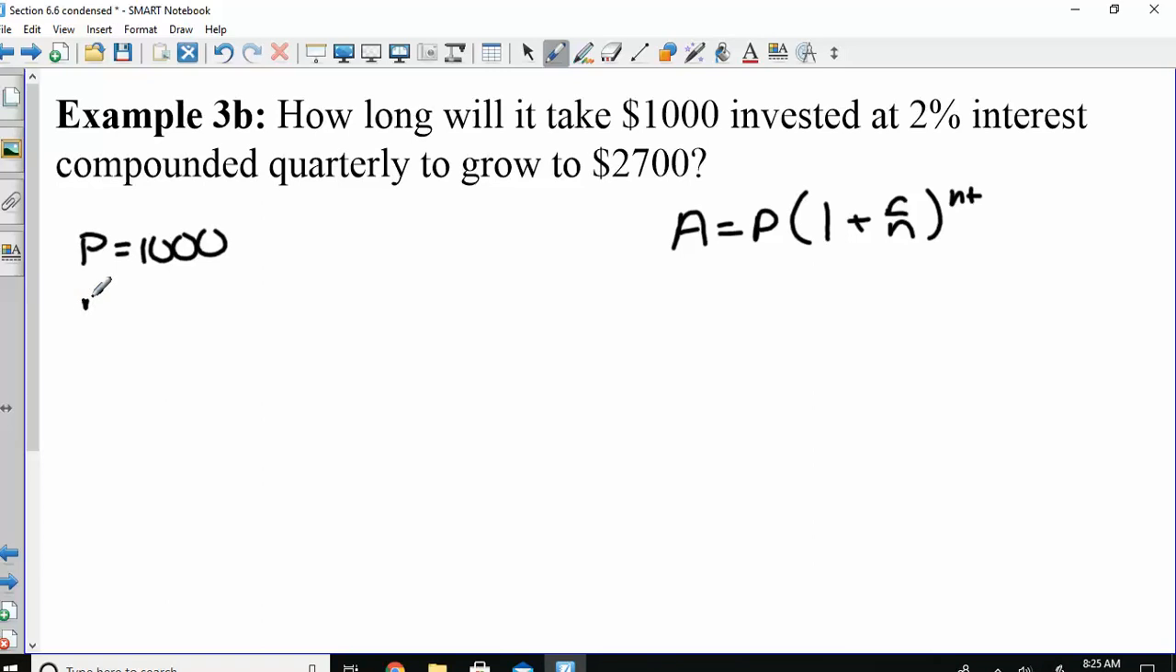2%, so my R is 0.02. Compounded quarterly, what's that telling me? N is 4. To grow to 2,700, that is the A. So plug in.